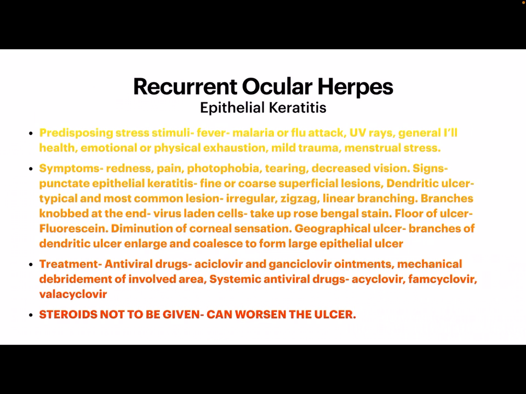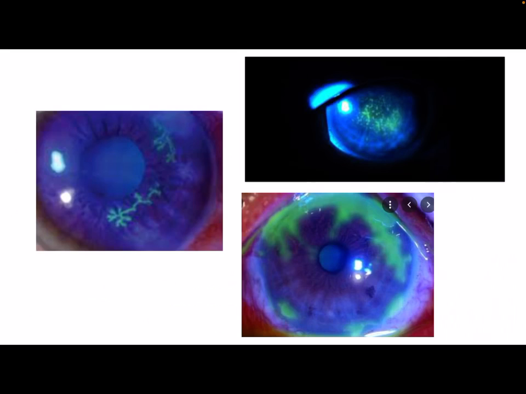Then what happens is that there's a formation of geographical ulcer. All these dendritic ulcers, they'll again coalesce together, and they'll enlarge and form a larger epithelial ulcer. It's called a geographical ulcer, okay, because it looks like a map. See, it's all diffuse here. The right side lowermost picture, that is a geographical ulcer.